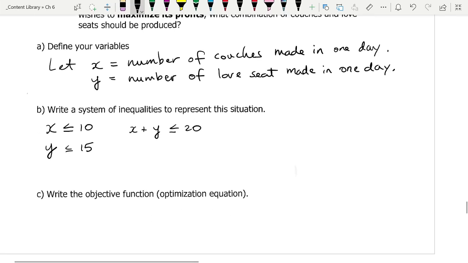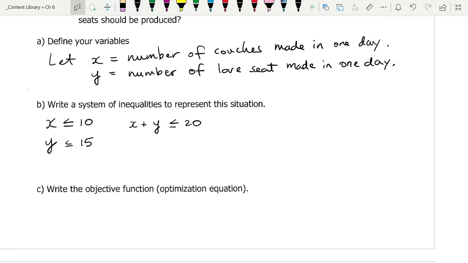I again have a couple that are almost just obvious. Obviously, you're not going to make negative couches and negative love seats in a day, so those are understood to be true. And what kind of numbers are all these part of? They all have to be whole numbers this time. So X and Y are elements of whole numbers. All of that stuff's true. That's all the stuff we've been doing so far.